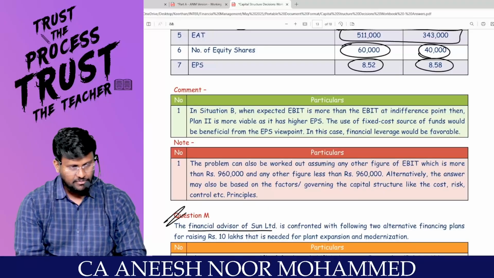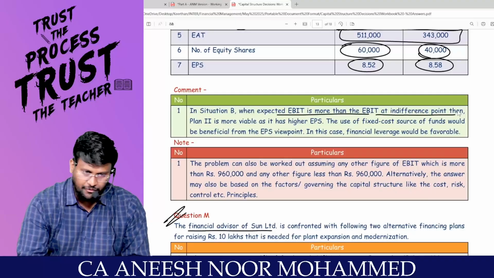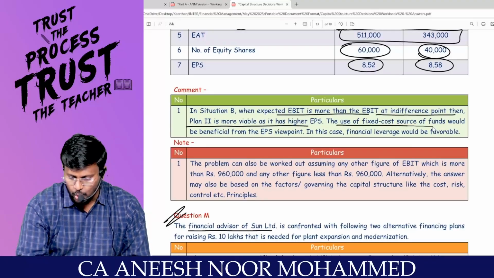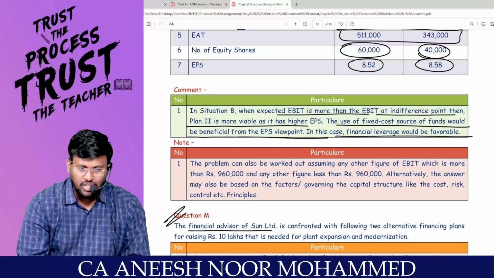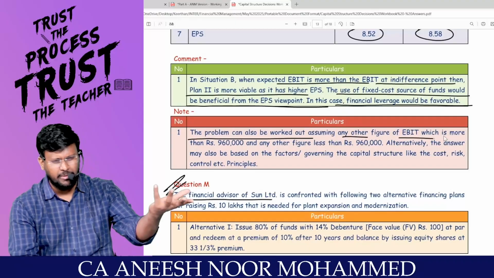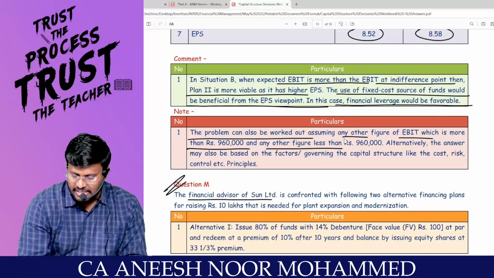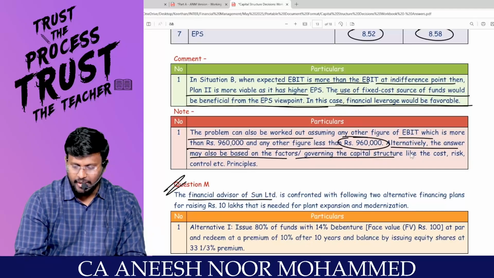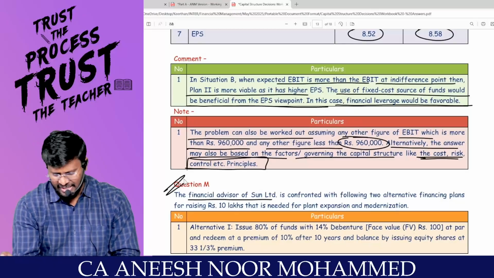Comment. In situation B, read it. When expected EBIT is more than the EBIT at the indifference point, then plan 2 is more viable, hence it has a higher EPS. The use of fixed cost source of finance would be beneficial from the EPS viewpoint. In this case, financial leverage would be favorable. The problem can also be worked out assuming any other figure of EBIT, definitely more than 9,60,000 and any other figure less than 9,60,000. Alternatively, the answer may also be based on the factors governing the capital structure like cost, risk, control, etc. Very easy question.